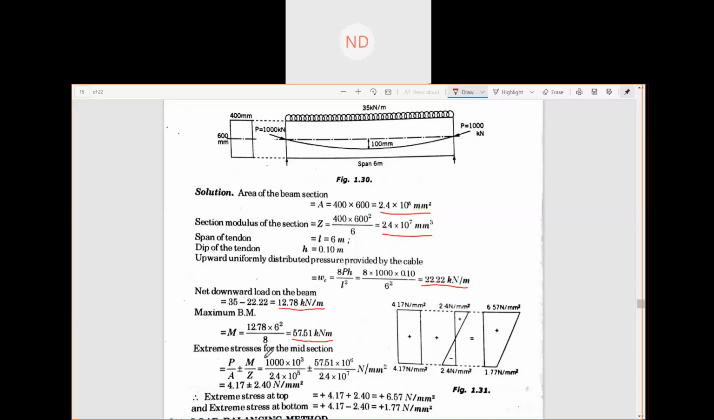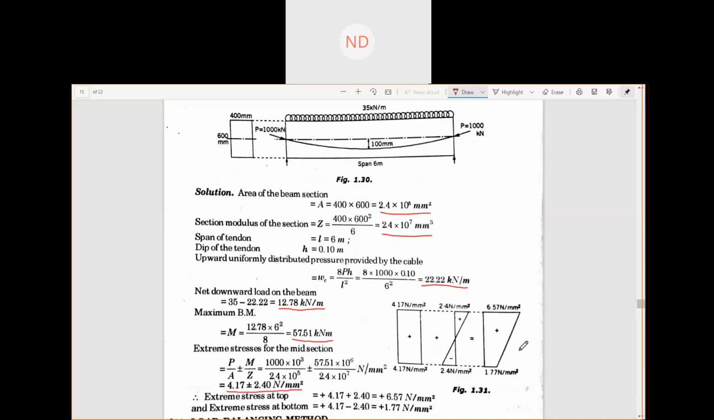So extreme stresses will be what? P by A plus minus M by Z. Okay. So that is how much? This much, 4.17 plus minus 2.40 Newton per mm square. So the extreme top stress, this plus this, is 6.57, and this minus this, the bottom stress, is 1.77.